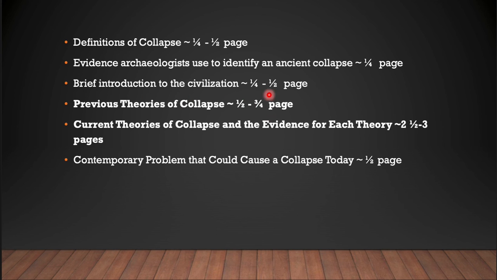Then you might discuss previous theories of collapse if you have them, current theories, and the evidence. This is the meat of your paper, 3 pages, right? 2.5 to 3 pages, maybe more. Contemporary problem that could cause the collapse today, about a half a page, right? So you could say major problems in the world today, and obviously there's so many different things you can choose from.